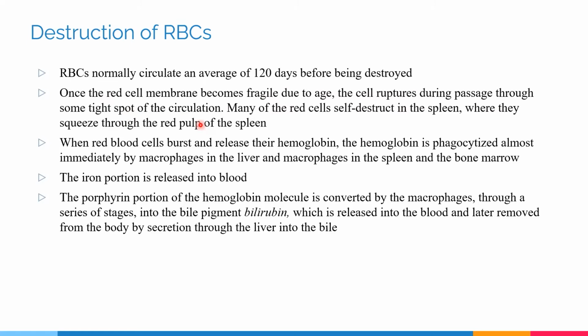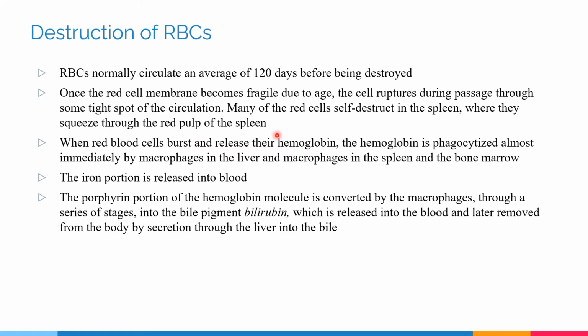Such tight spots are present in various organs, especially in the spleen, where red cells self-destruct as they try to squeeze through the red pulp of the spleen. And the spleen is known as a site where older RBCs are destroyed.